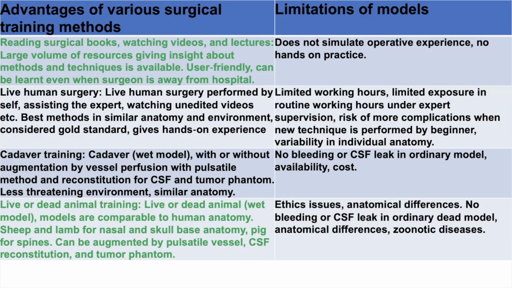The other training model could be live or dead animal. This also comes under the wet model classification. These models also can be comparable to human anatomy in some animal. Sheep and lamb model can be used for nasal and skull base anatomy because of the similar anatomy. Pig model can be used for spine training. These models also can be augmented.